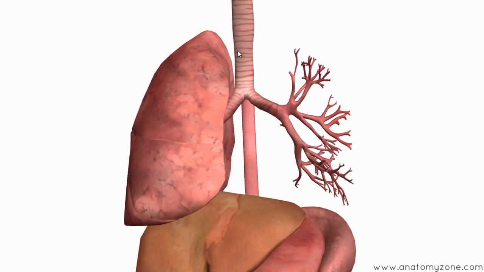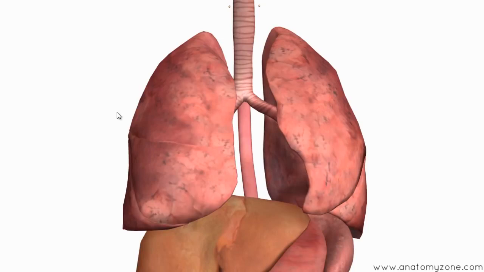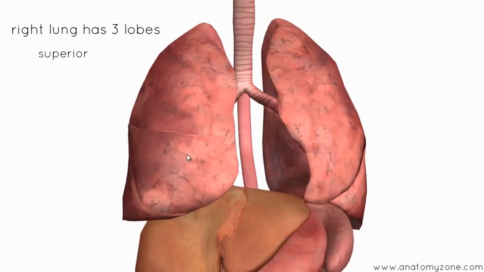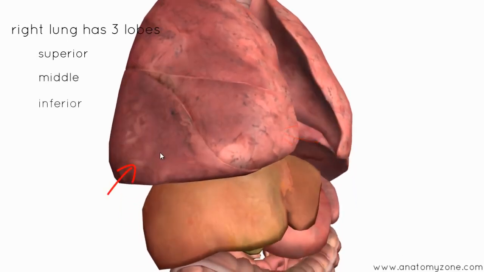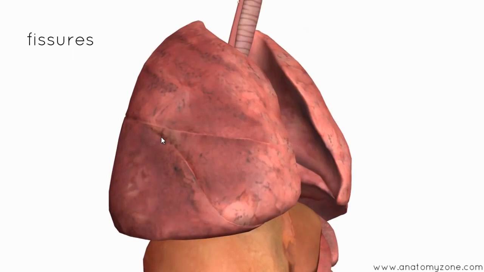So for now, just remember that the trachea divides into the right and left main bronchi, which divide into secondary bronchi, which divide into tertiary bronchi. These secondary bronchi are called lobar bronchi because they supply the lobes of the lung with air. The right lung, which is this lung here, has three lobes. You've got a superior lobe, a middle lobe, and an inferior lobe. And these lobes are separated by fissures.